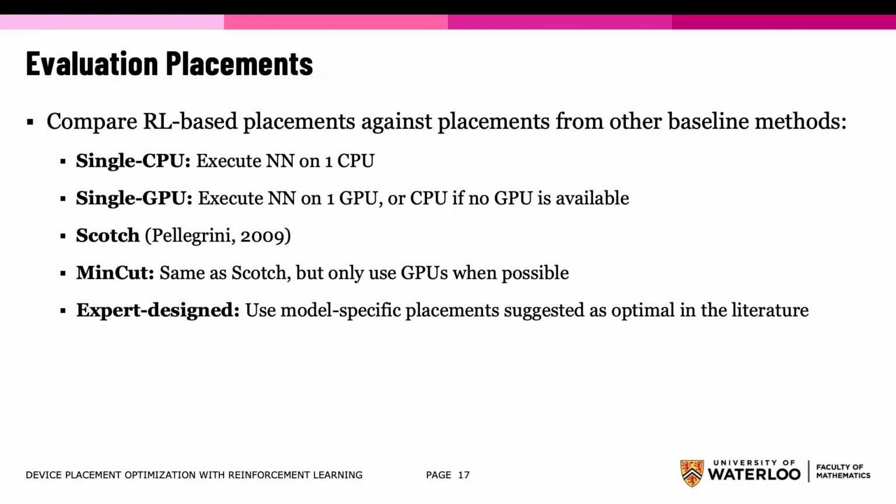So the first is single CPU, which is just executing a neural network only on 1 CPU. There's single GPU, executing the neural network on 1 GPU, or the CPU if no GPU is available. There's Scotch, which is the graph partitioning algorithm that we discussed earlier from Pellegrini. There's MinCut, which is exactly the same as Scotch, but we use GPUs only when possible. And lastly, expert design, which uses model-specific placements suggested as optimal in the literature.